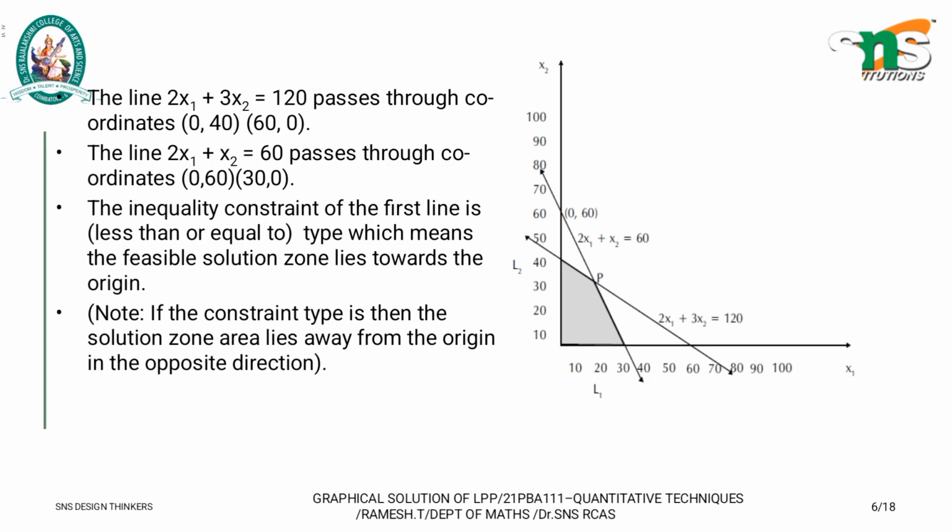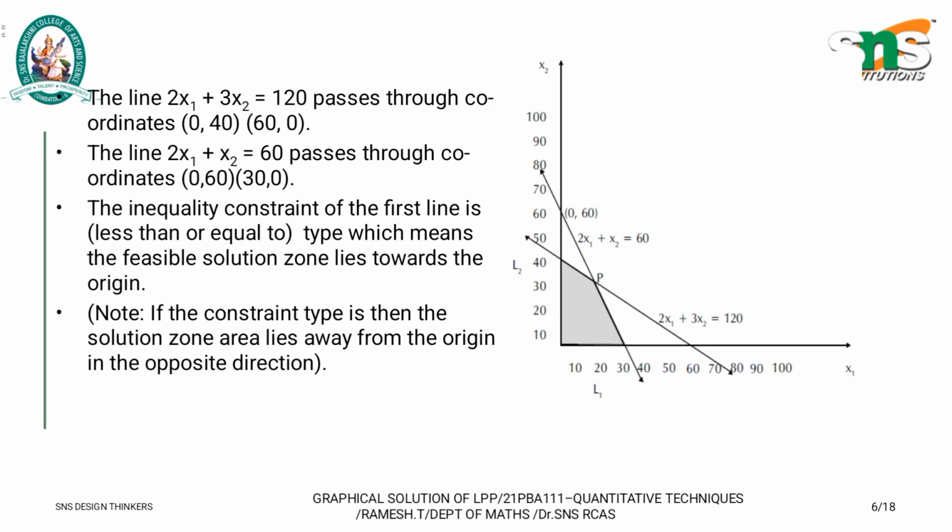Then we cut the first line. We have two regions, one outside and one inside, but the first inequality is less than or equal to, therefore we consider the inside region. For the second line, the inequality is also less than or equal to type, so we again take the inside region. In total, we have the shaded region as shown in the figure. We call it O, A, B, C. The coordinate point of O is (0, 0), of A is (0, 30), and of C is (45, 0). We do not yet know B.